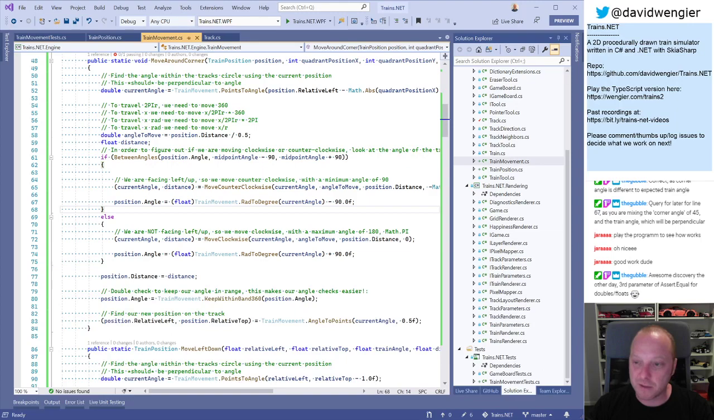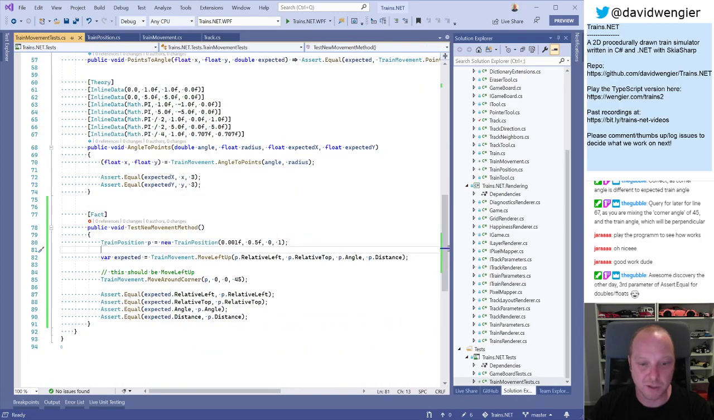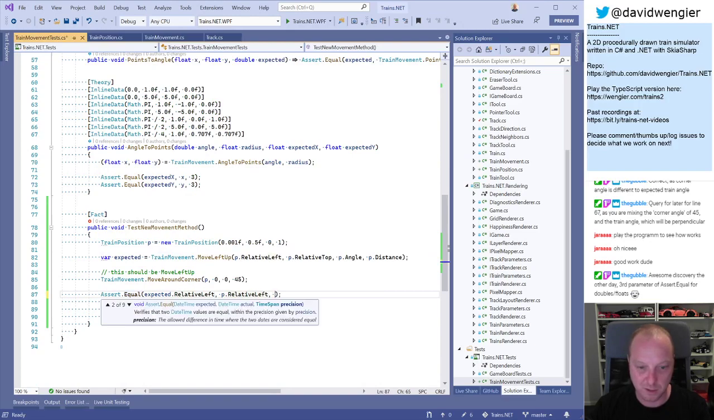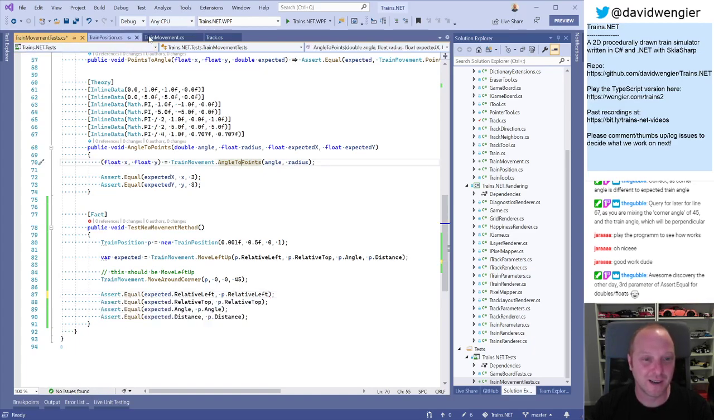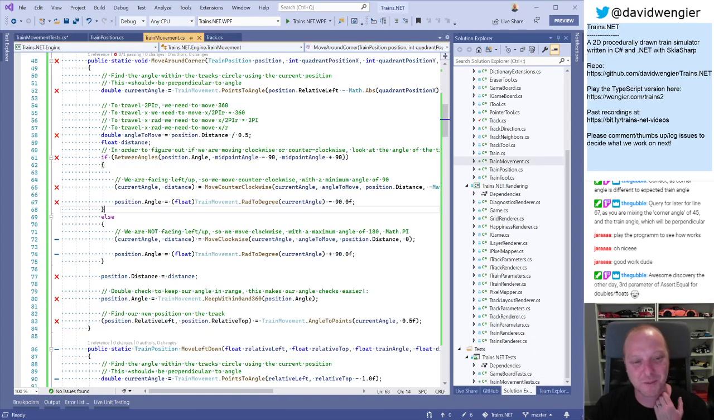Awesome discovery that the third program is actually going to double its floats. Oh, what does that do? Is that like precision? Ah, it's precision. Oh, time span. I got very confused there and thought, how do you specify precision time span for a float? Okay, cool. So live unit testing is working. That's good. We only have counterclockwise tests. That's cool to know.